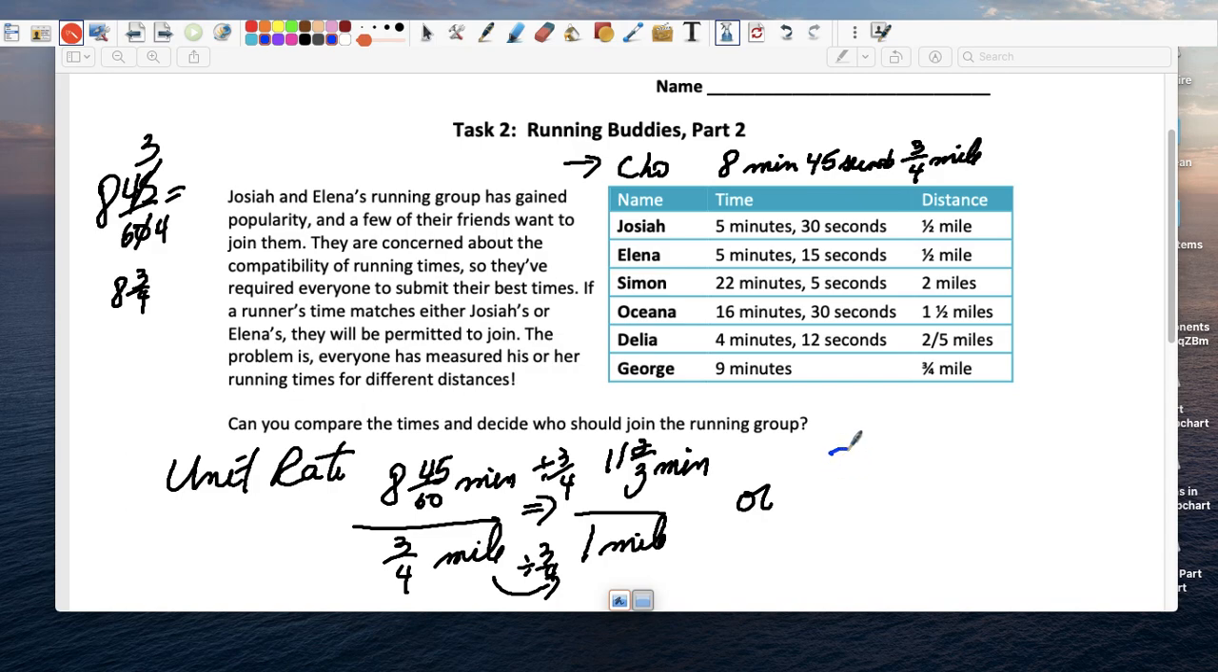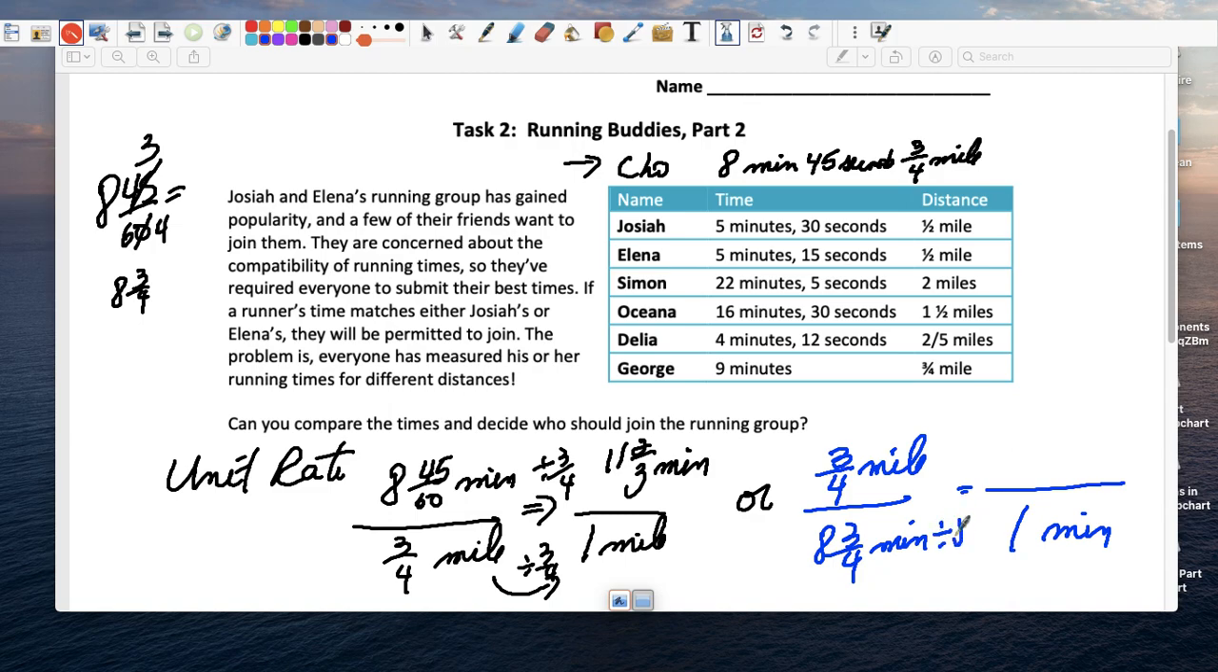So in this case, I'm just going to reverse it. I run 3/4 of a mile, and it takes me 8 and 3/4 of a minute, which is the same thing as 8 minutes and 45 seconds. Now, the unit rate is per minute. So how much can I run in 1 minute? It's a little bit different. So I'm going to divide this by 8 and 3/4, and divide the top by 8 and 3/4. So if we do that, 3/4 divided by 8 and 3/4.